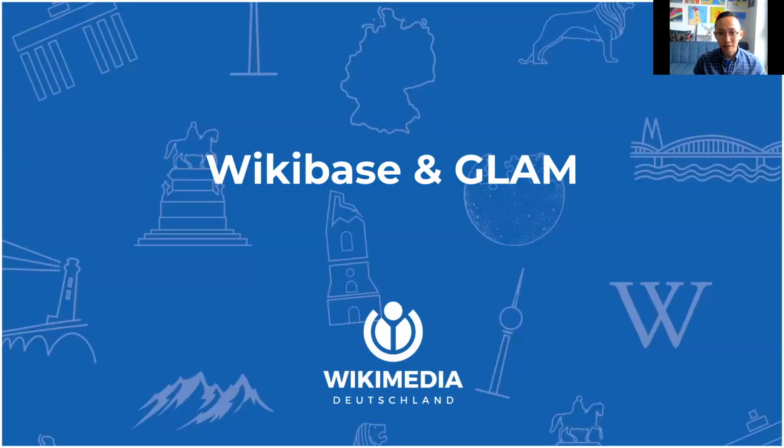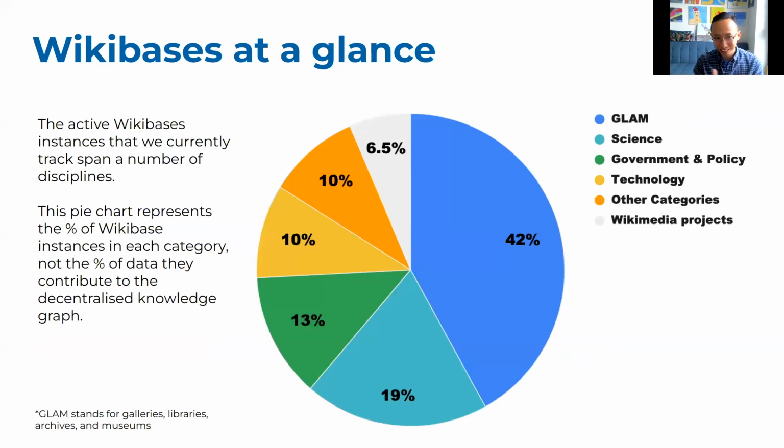Just to give you a quick example of who are some of the users for Wikibase, I just put here GLAM specifically because I'm talking to a library audience here, right? Just to give you a quick snapshot, the active Wikibase instances that we currently track span a number of different disciplines. This pie chart shows the percentage of Wikibase instances in each category, and not the data that they contribute to the decentralized knowledge graph, right?